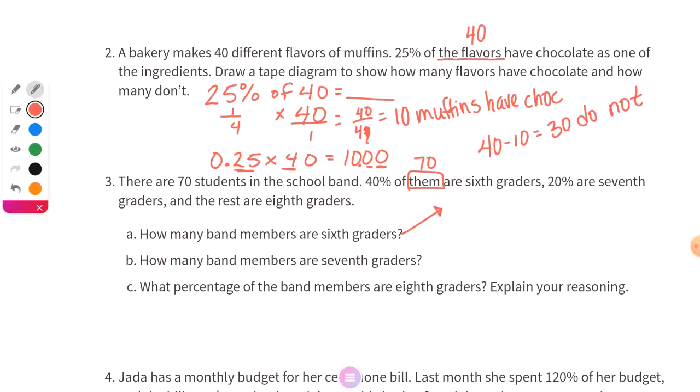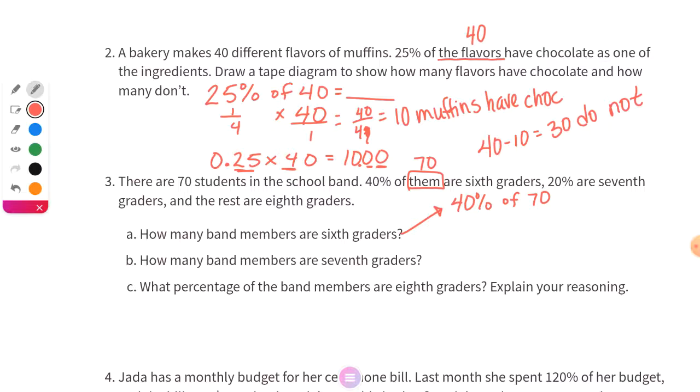I used a state diagram. That's fine. You still would have had to think about this. Hallie? 40% of 70. Yes, we are looking for 40% of 70 because 40% of the band are 6th graders.